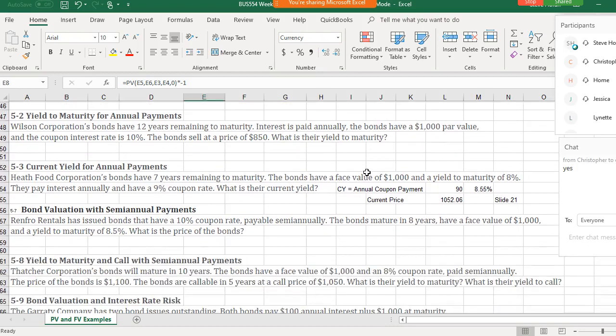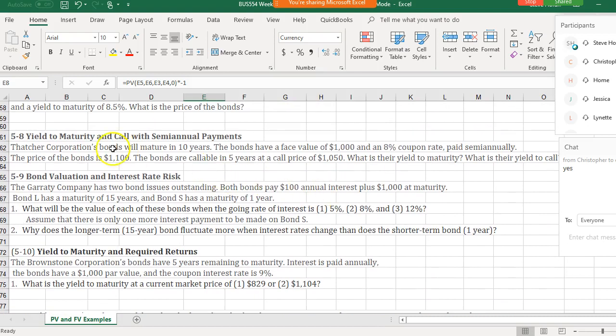And then question 8 says, Thatcher Corp's bonds will mature in 10 years. The bond has a face value of $1,000 with an 8% coupon paid semi-annually. The price of the bonds is $1,100. They're callable in 5 years at a call price of $1,050. So there are 2 questions then. What's the yield to maturity? And what is the yield to call?